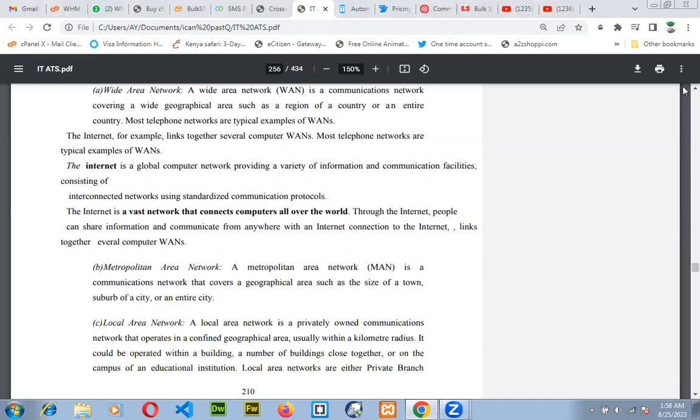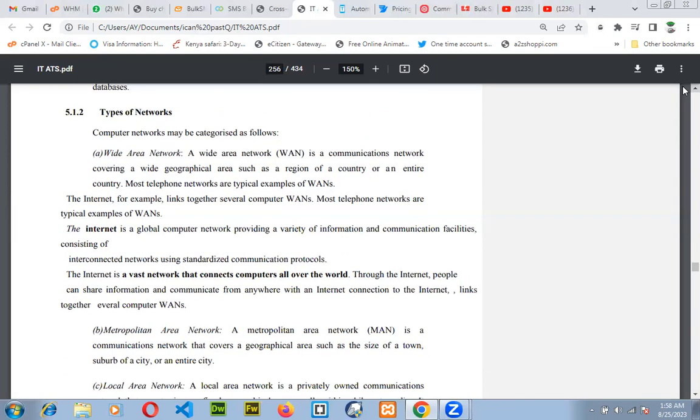Let me quickly read. Wide area network. Wide area network is a communication network covering a wide geographical area, such as a region of a country or an entire country. Most telephone networks are typical examples of a wide area network. The internet, for example, links together several computer wide area networks. So the key word here is geographical area, the span, the distance which the network can reach. So here it says it could be a geographical area within a region or a country.